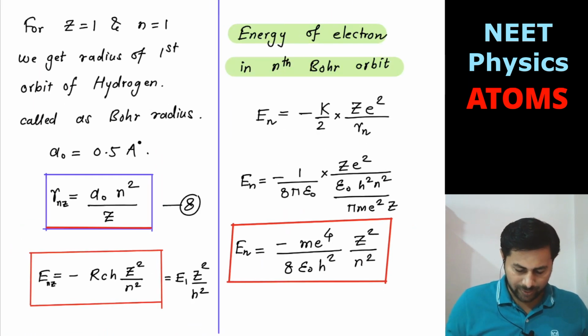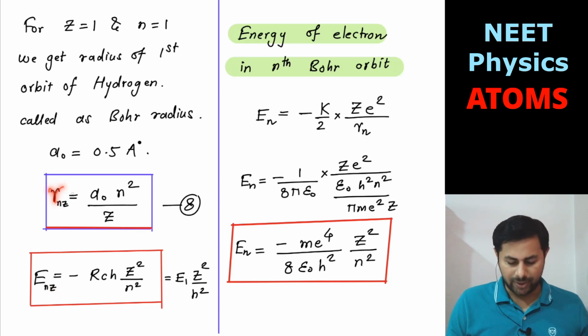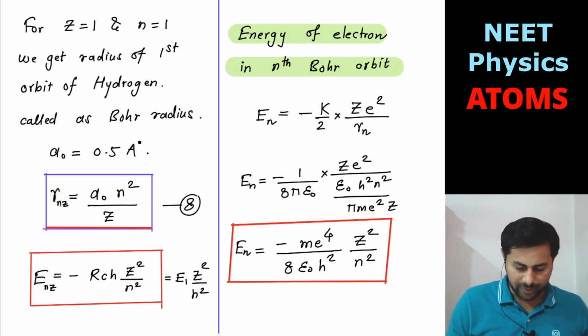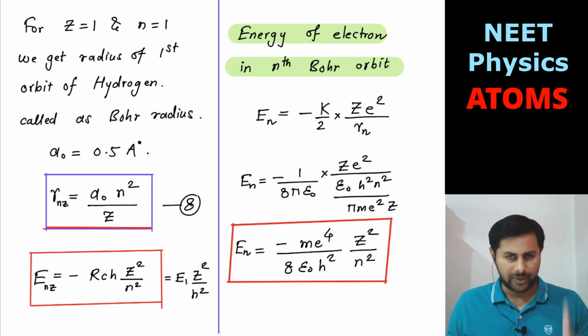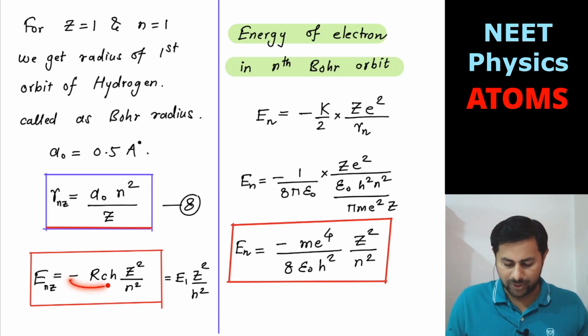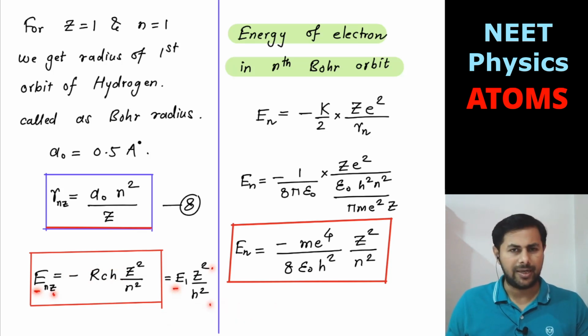So this is energy of electron in nth level of an alkali atom having atomic number equal to z, and this is radius of electron in nth orbit of an alkali atom having atomic number equal to z, right? So Enz is equal to, what do you get? You get E1, the energy of electron in the first orbit of hydrogen atom, which is minus of RCH, equal to minus 13.6 electron volts. So Enz is equal to E1 times z square by n square.